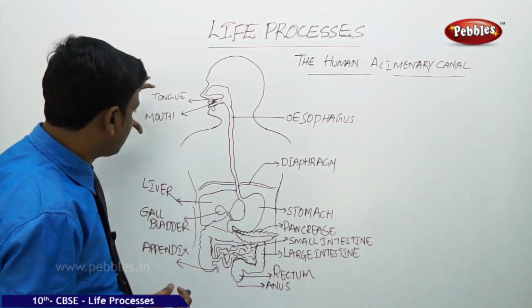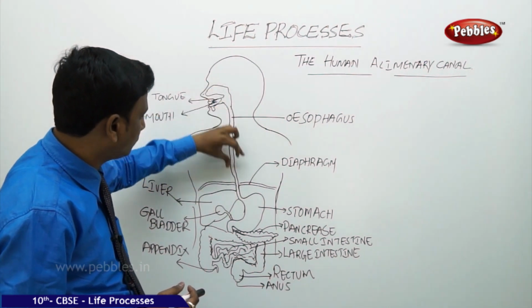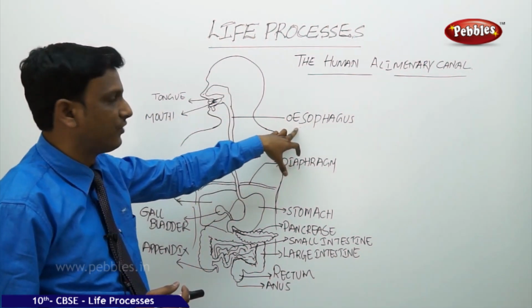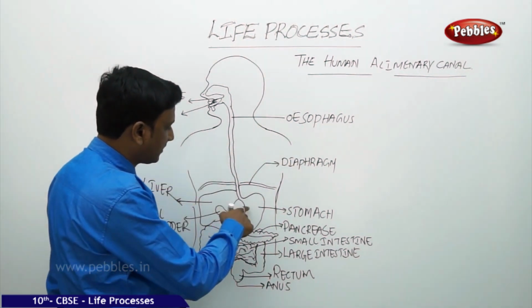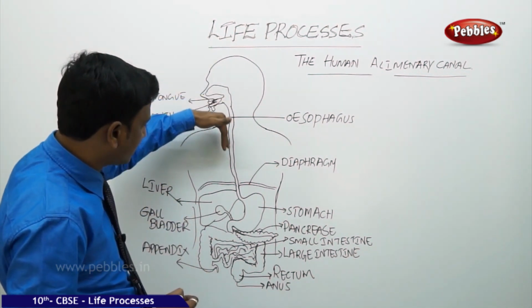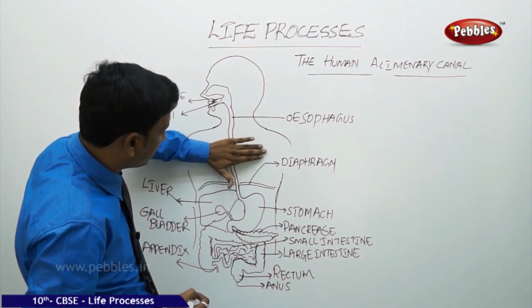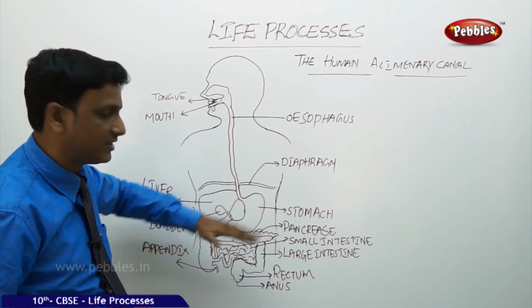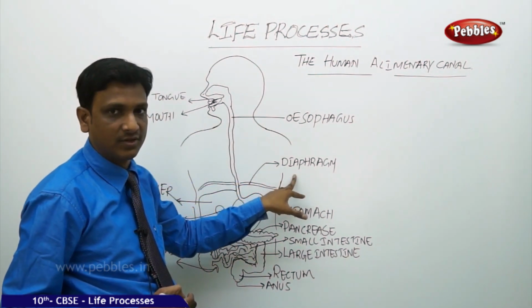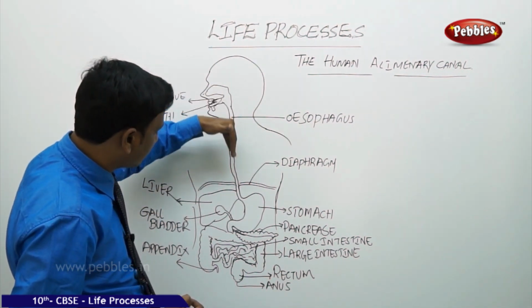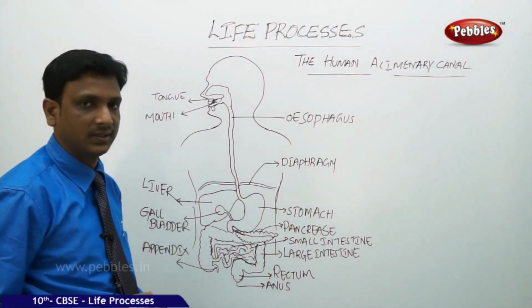Now let us see the various parts. It starts with the mouth and the long extending tube from the mouth to the stomach. This tube is called the esophagus. It is also called the food pipe. The esophagus is connected to the stomach. It passes through a muscular wall which separates the chest cavity and the abdominal cavity. This is the abdominal cavity and this is the chest cavity. Both are separated by a muscular valve called the diaphragm. The esophagus passes through the diaphragm and enters into the stomach.